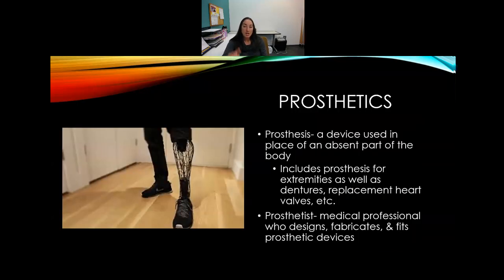All right, so prosthetics. We covered orthotics, now prosthetics. It's a device that's used in place of an absent part of the body. So with an orthotic, it is enhancing the stability and the use of a part of the body that's there. With a prosthetic, it's in place of a part of the body that is no longer there. It includes prosthetics that we automatically think of for the leg, arm, all that, but it also includes dentures, heart valves, any other device that is foreign to the body that is put in place of a body part. A prosthetist is the medical professional who designs, fabricates, and fits prosthetic devices.